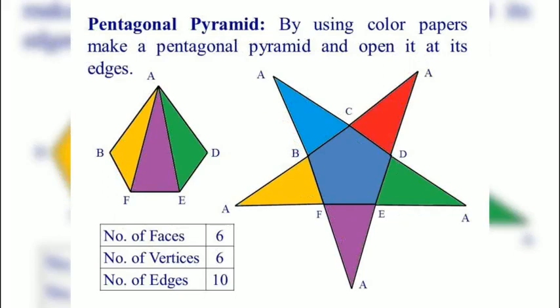Then pentagonal pyramid. By using color papers, make a pentagonal pyramid and open it at its edges. So this is the net of a pentagonal pyramid. So here number of faces is 6, number of vertices is 6 and number of edges is 10.